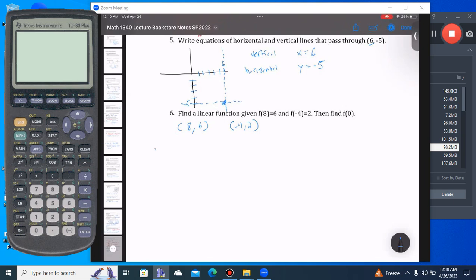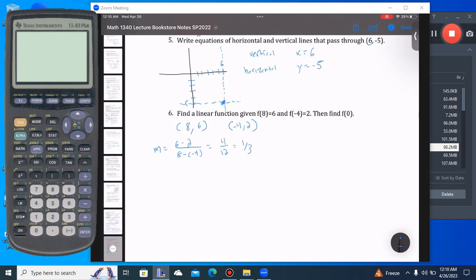So we want to find the slope here. So 6 minus 2 over 8 minus -4. You get 4 over 12, which is 1/3. Now we want to find the equation, so we need our y-intercept. We can pick one of these points. I'm going to do 6 equals 1/3 times 8 plus b. Solving for b, 6 minus 8/3 equals b. 18 over 3 minus 8/3, so b equals 10 over 3.